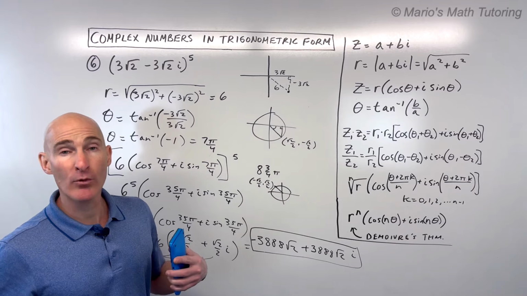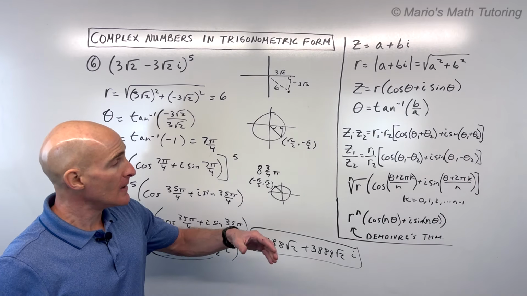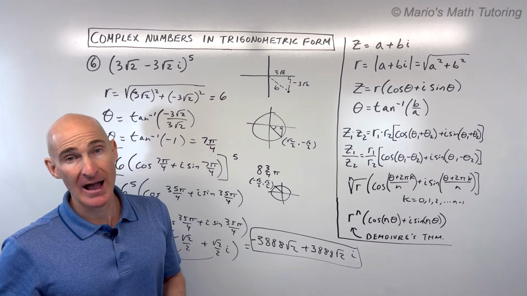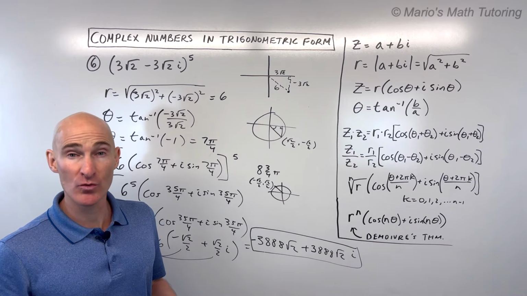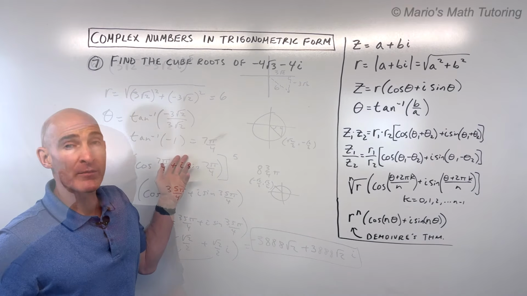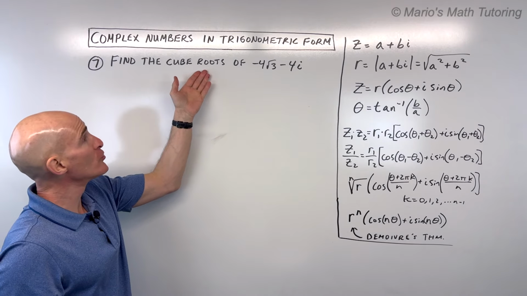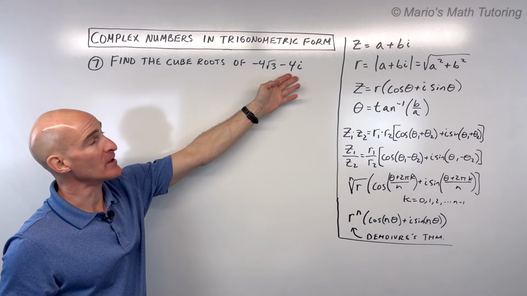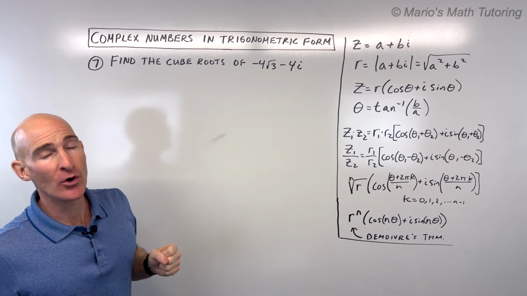So let me erase the whiteboard. Now let's talk about how to take the nth roots of a complex number, like the square roots, the cube roots, the fourth roots, etc. Okay, for number 7 now, we're going to find the cube roots of negative 4 root 3 minus 4i. So how do we do that?